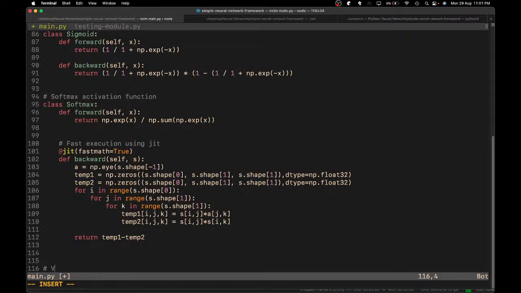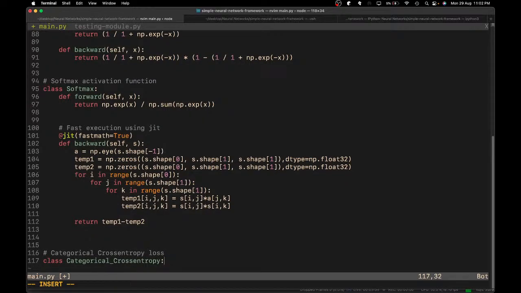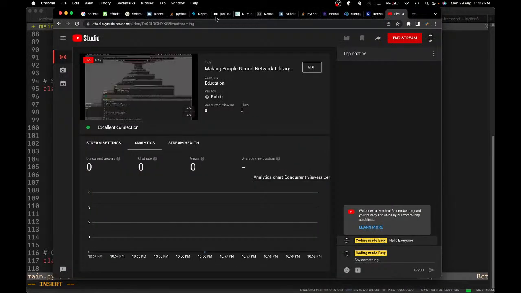So I'm just gonna say categorical cross entropy loss. So we can just say class CategoricalCrossEntropy, and now we just need to implement the equation for it. I think it's like the negative log or something. I kind of forgot the equation. I'm just gonna Google it up.